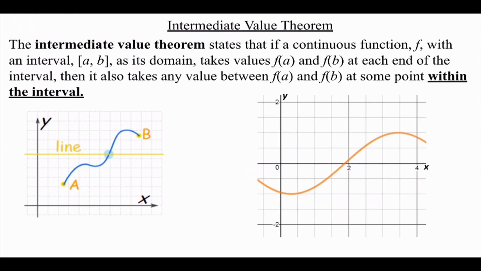That's what the intermediate value theorem says, right? As long as it's continuous, as long as my function is continuous, I had to have crossed the line. Okay?